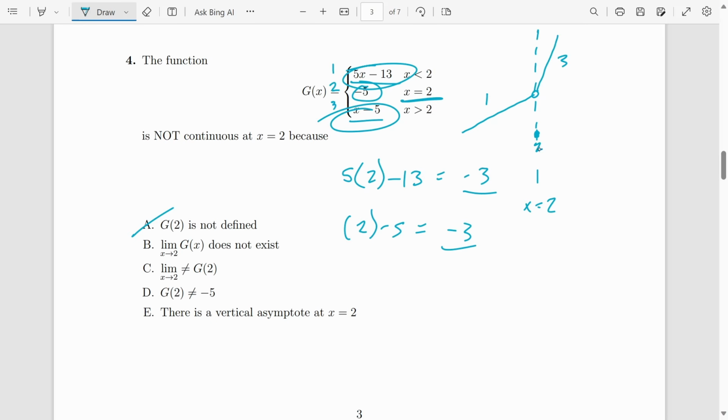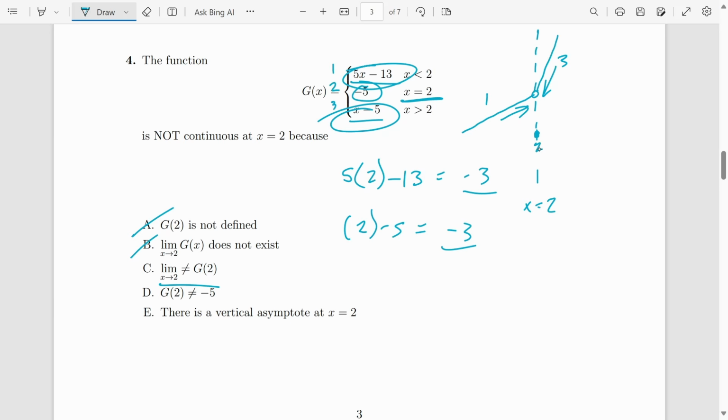The limit does exist because both the left-sided limit and the right-sided limit are approaching the same value, which is -3. So it can't be B because the limit does exist. I was just confused on the difference between limits and definitions. So apologies for that. Let's move on to answer choice C.